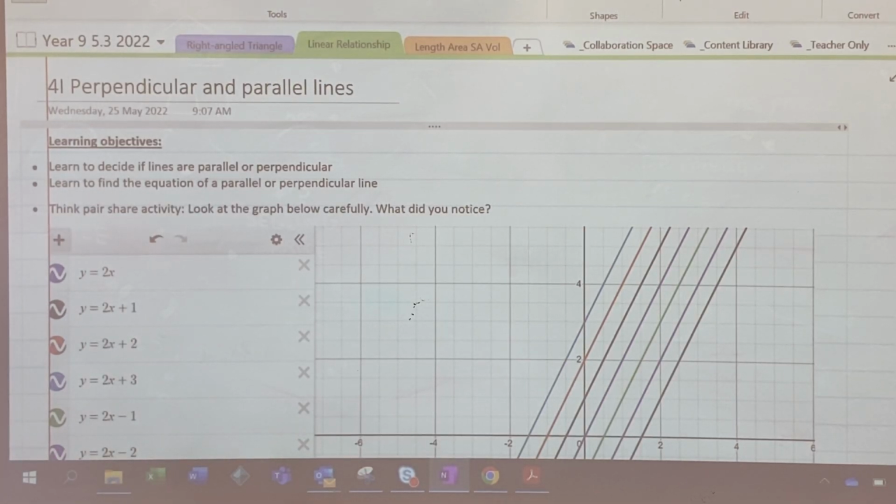Okay, so this afternoon we're going to move on to perpendicular and parallel lines. We're still in the linear relationship chapter. We're going to have a look at perpendicular and parallel lines. Can we write down the title first?